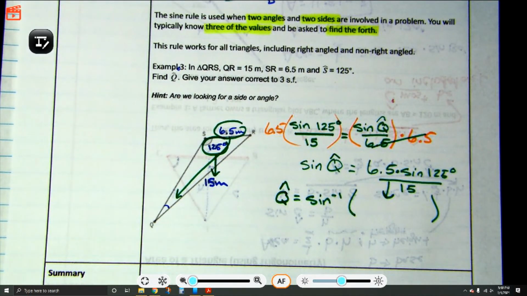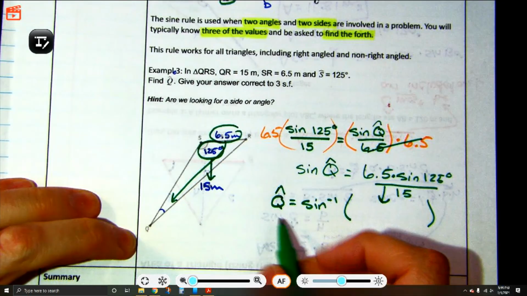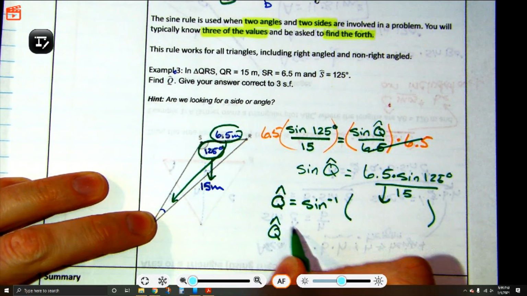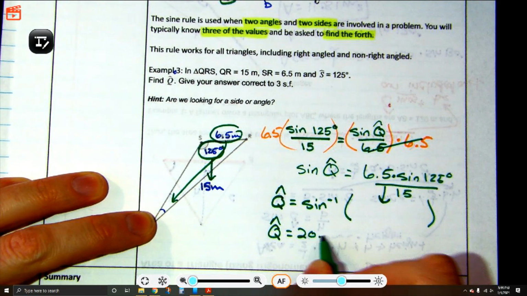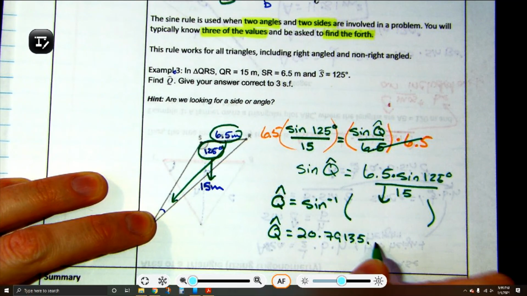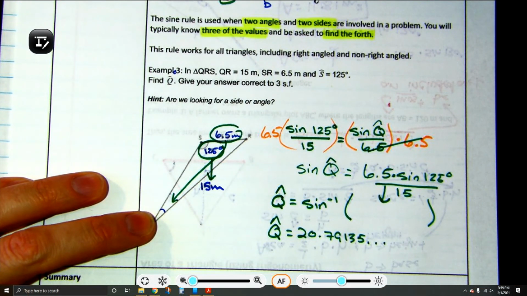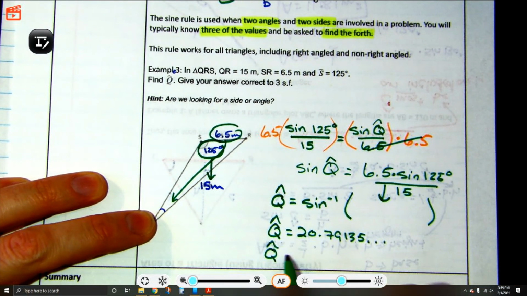So that's when I'm going to grab a calculator at this point. And I don't want to do any kind of rounding. So I'm going to grab inverse sine, and then I'm going to type in 6.5 times the sine of 125, and then divided by 15, and I get angle Q ends up getting 20.79135. You know, it keeps going, but it says to round to 3 sig figs, so I'll say that the measurement of angle Q is 20.8 degrees, and there you have it.